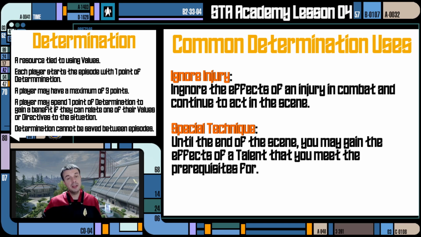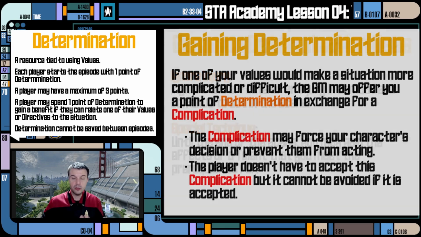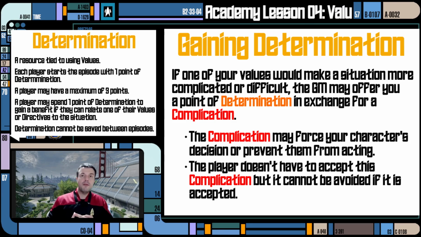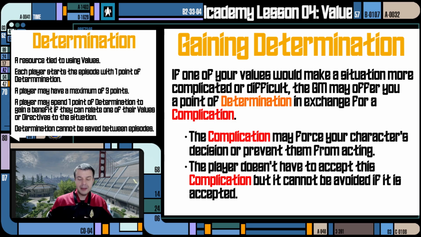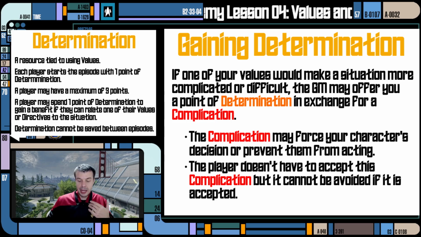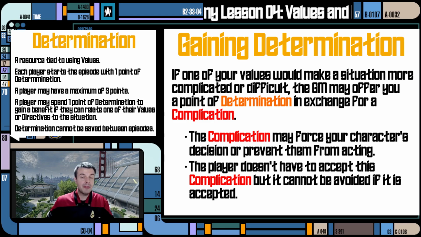Now, the next big thing is, how do you gain determination? Gaining determination happens in two ways. The first is if your value would make the situation more difficult or more complicated, the GM could say to you, I will give you a point of determination if you take a complication for having this value.